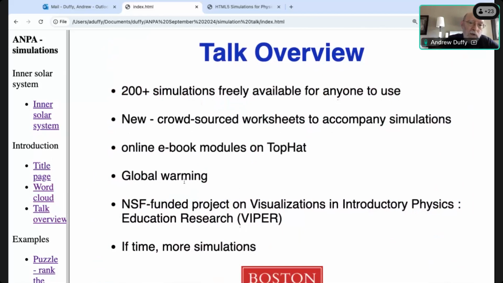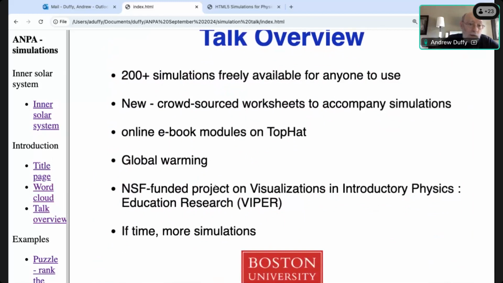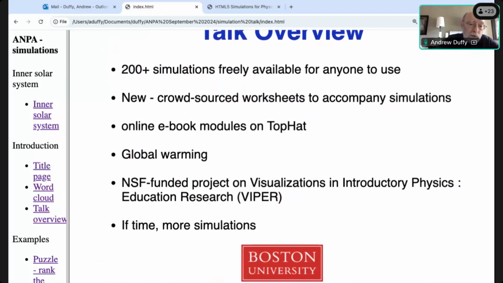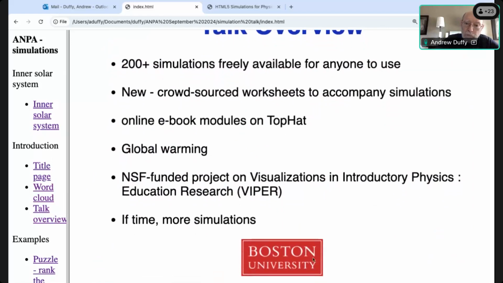We can focus a little bit on global warming and the simulations I have for that. And then if we have time, we can talk about our research project, which we call VIPER, Visualizations in Introductory Physics Education Research. And we're on our second 3-year grant from the NSF for that. And I am at Boston University down here.